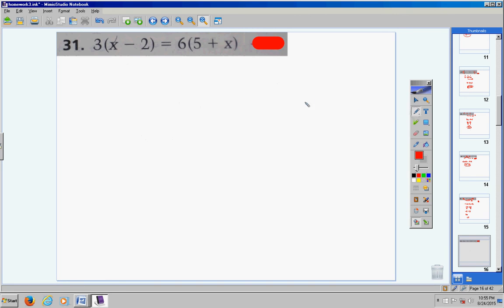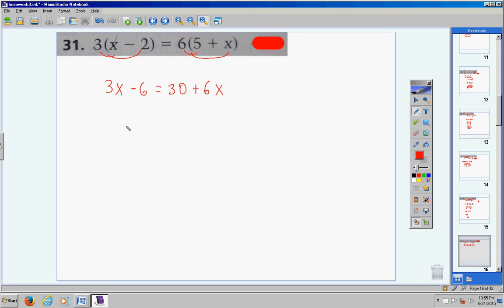Okay, number 31, we're going to simplify both sides. We can simplify this side. Take your 3 and multiply it through. Notice you cannot combine unlike terms. However, you can multiply unlike terms. 3 times x is 3x. 3 times negative 2 is negative 6. Here on the right side, we're going to take our 6 and distribute it through the parentheses. 6 times 5 is 30. 6 times x is 6x.